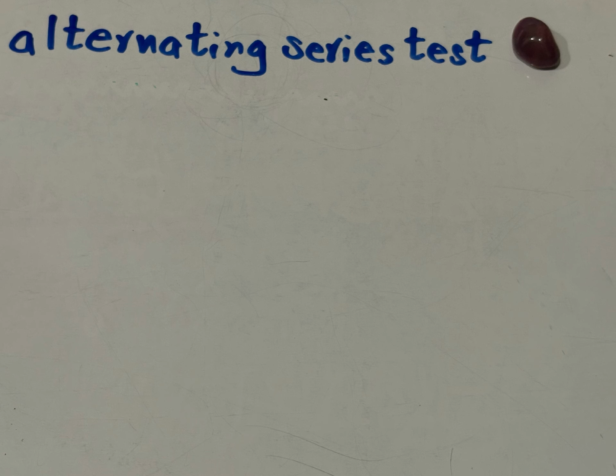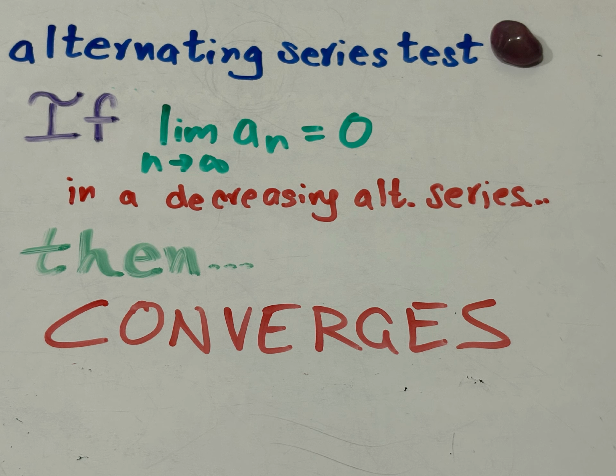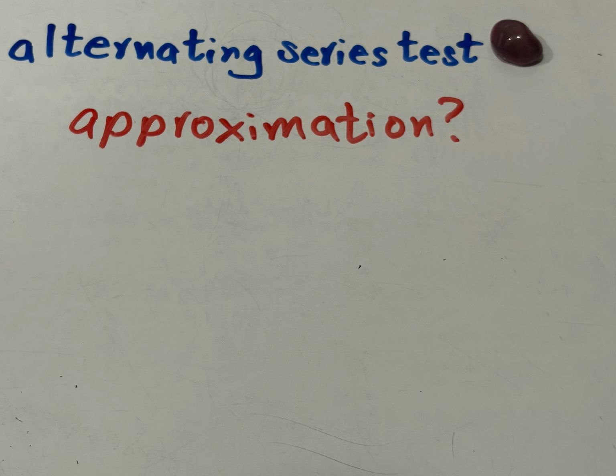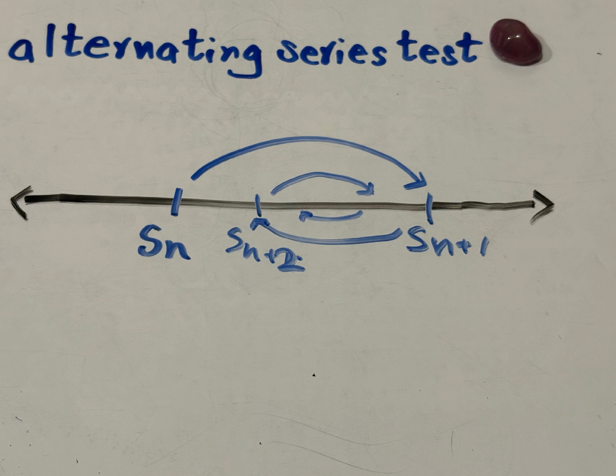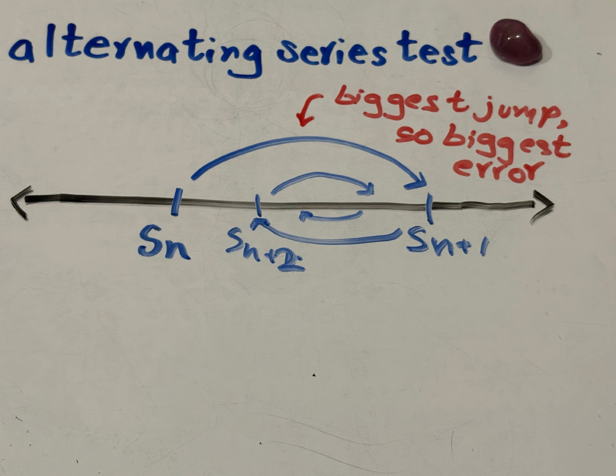So, the alternating series test will say that a decreasing alternating series will converge if the limit of a of n as n approaches infinity is 0. Additionally, if we wanted to approximate an alternating series using a partial sum, the error bound would just be the absolute value of the next term. It's understandable because when we see a convergent alternating series, the biggest jumps in partial sums, and likewise series sums, occur in the next term.